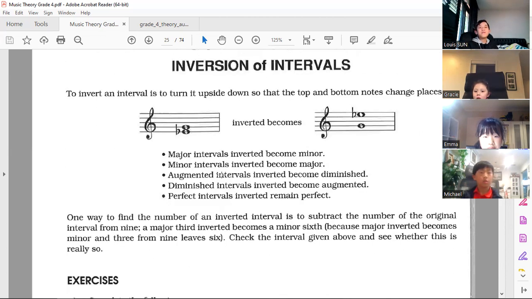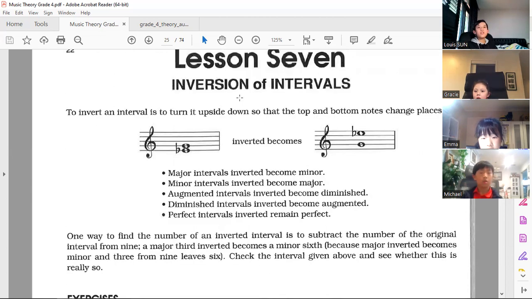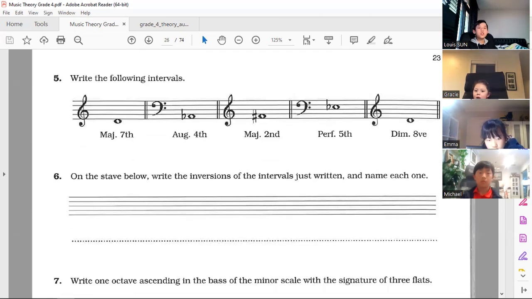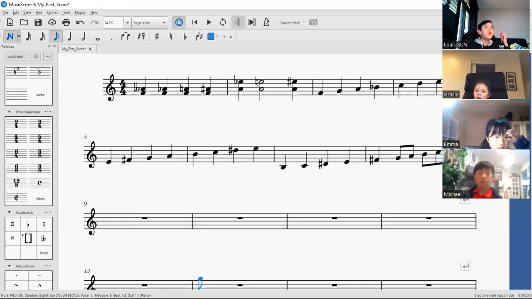So in inversion of intervals, major intervals become minor, minor intervals become major, augmented becomes diminished, diminished becomes augmented, and perfect remains perfect. So a trap to watch out for is what happens when you have to invert an octave.